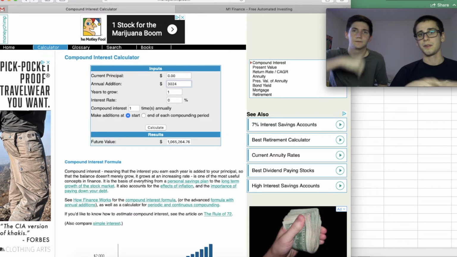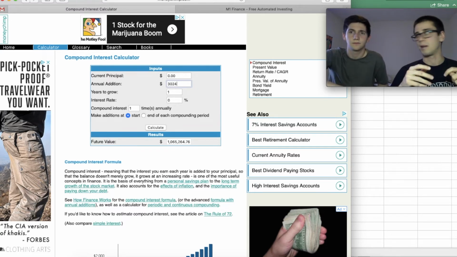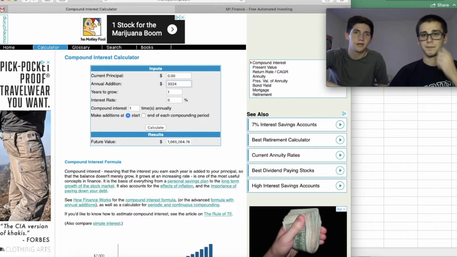So $3,024 is how much? What it was at $12 a day, right? $3,024 is actually $12 a day multiplied by the number of trading days. There are 252 trading days within a given year.